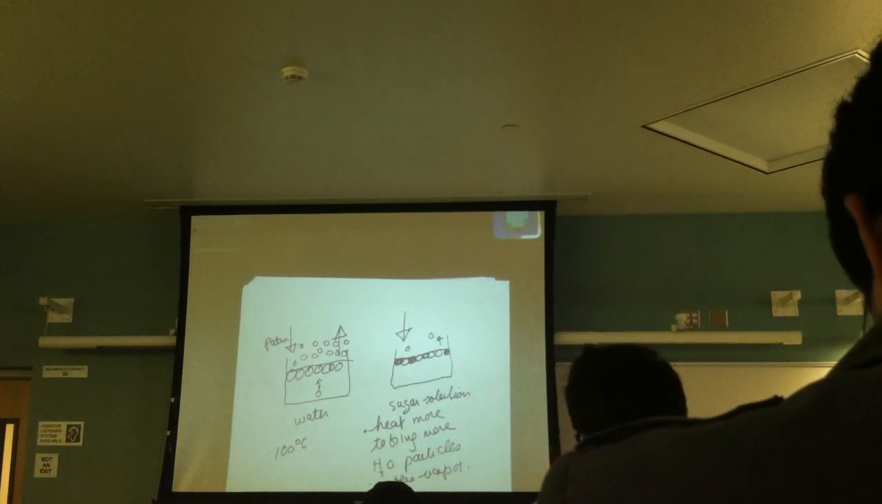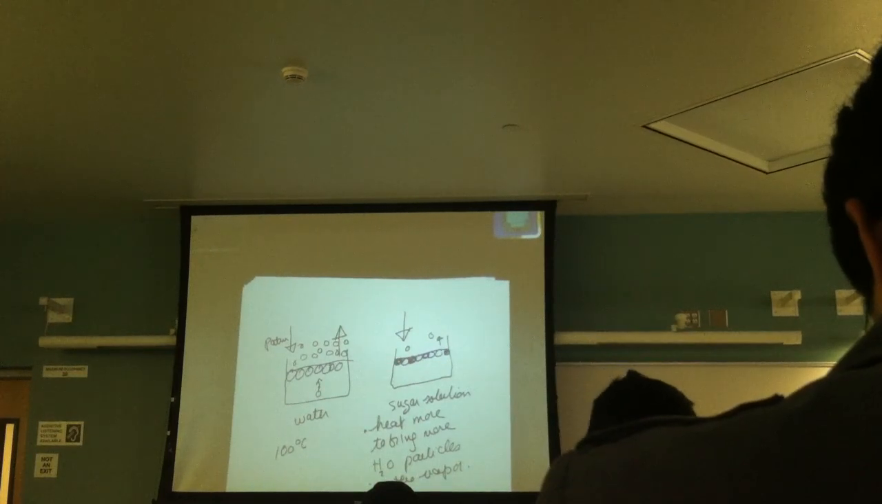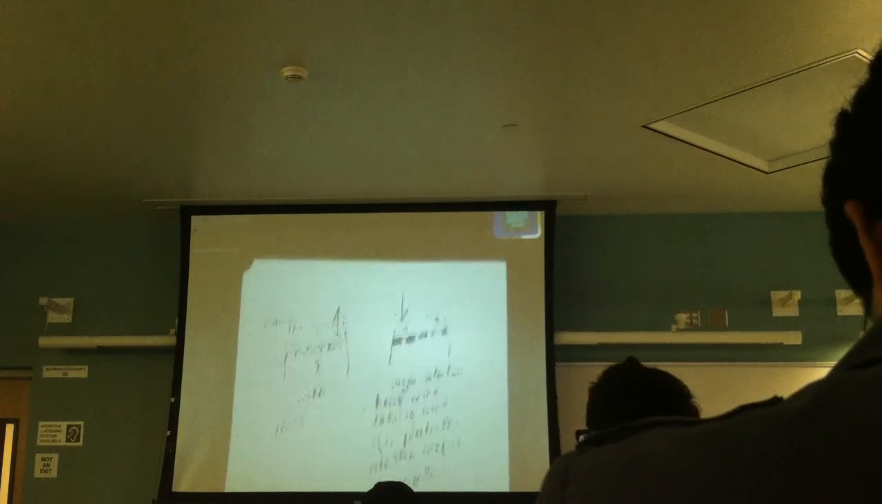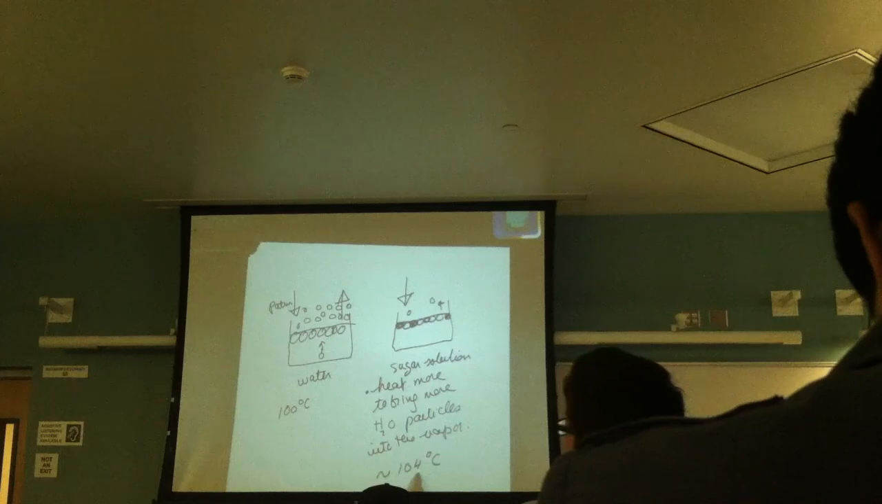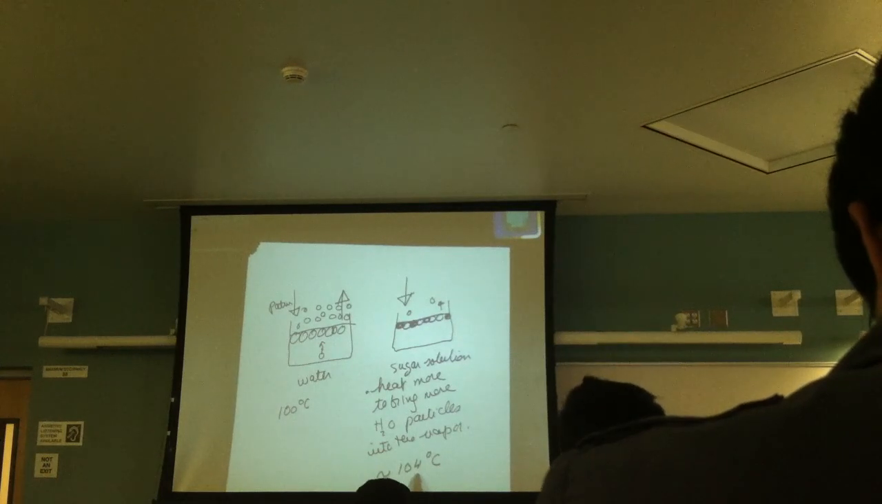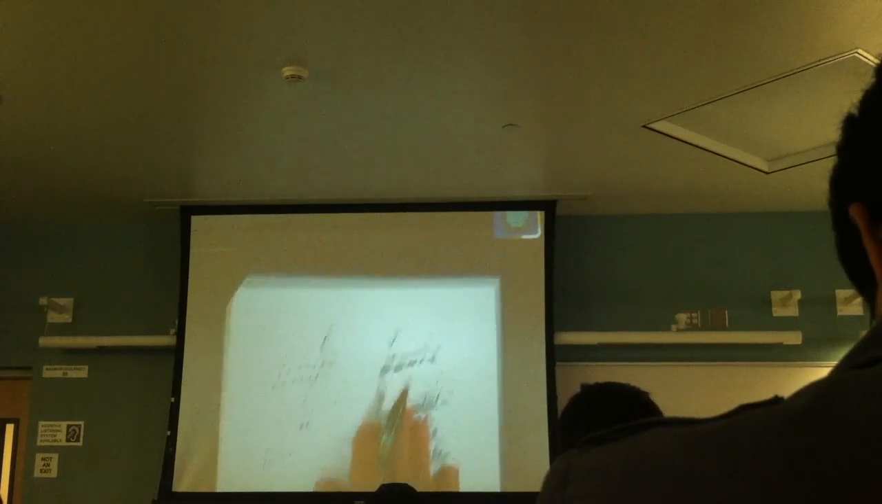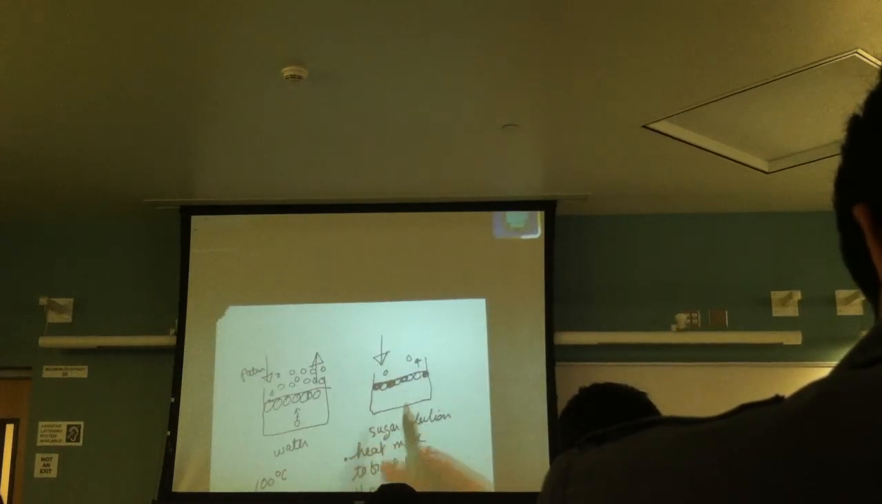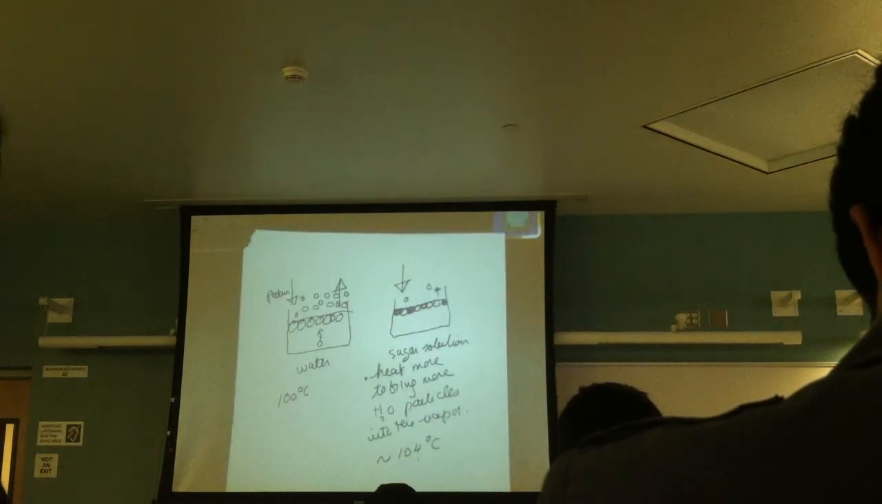So what will happen to the boiling point of the water? The boiling point will increase. How much? That depends on what? How much sugar. The more sugar you have, the less chance the water has to evaporate, the more you have to heat, and the boiling point will rise higher.